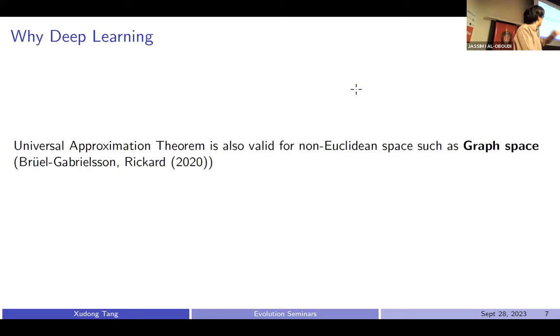Also, the previous theorem is in Euclidean space. So f(x) should map Euclidean space data into another Euclidean space. But we know that for a phylogenetic tree, the tree itself is not in Euclidean space. It's a tree space, right? But luckily, this theorem also stands for non-Euclidean space, such as graph space. It's not important now. It'll be important in a few minutes.